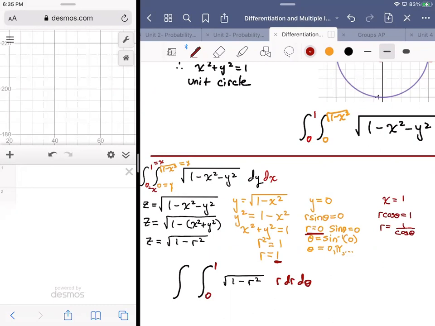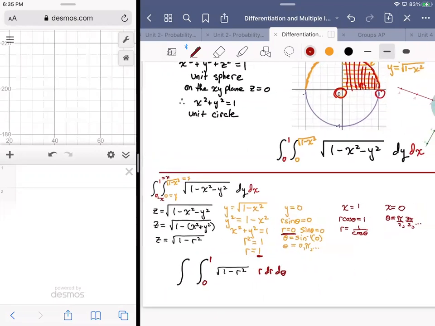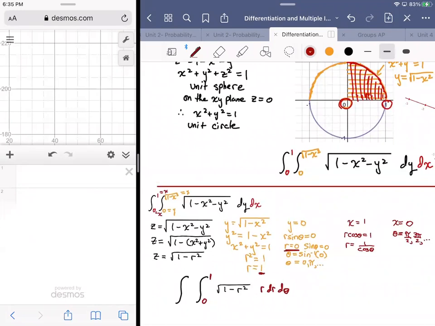Now we're working in terms of theta. The theta values are a little bit of a different story. We want this to go from x equals 0 to x equals 1, and we determined that that's going to correspond to a theta value of 0 to a theta value of pi over 2.